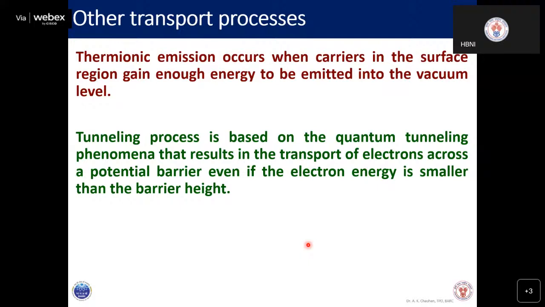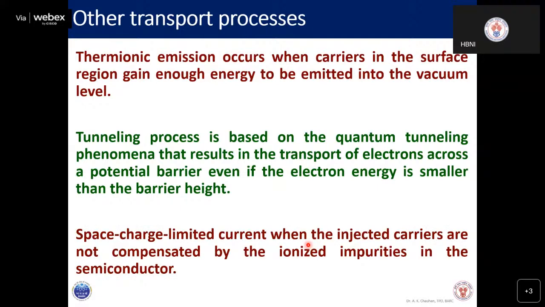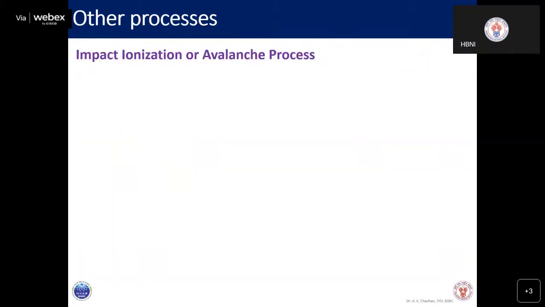Though it looks difficult to imagine, it happens. This is the tunneling. Next is space charge limited current, where the injected carriers are not compensated by the ionized impurities. So when you have injected carriers and they have not recombined, there will be a space charge generated inside the semiconductor, and because of that also there will be a movement of carriers.